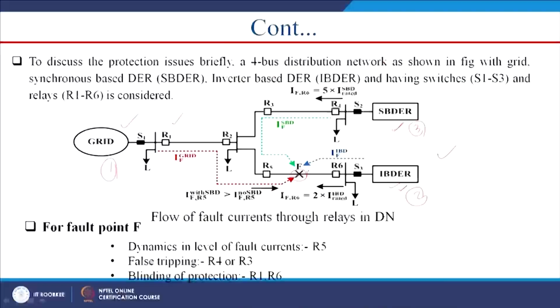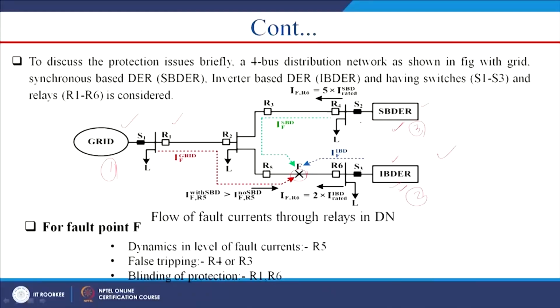Now, when this fault current comes, previously we have discussed that synchronous based DER basically provides 5 times the rated current, and the inverter based DER provides 2 per unit, that means 2 times the rated current, and it clamps due to the presence of electronic parts like IGBTs. It clamps to 2 per unit just for the safety of the inverter, it is a property of the inverter, it clamps this current to a lower level, right. But in case of this SBDR we do not have any inverters, that is basically a synchronous machine only.